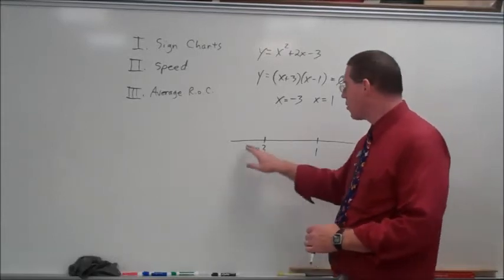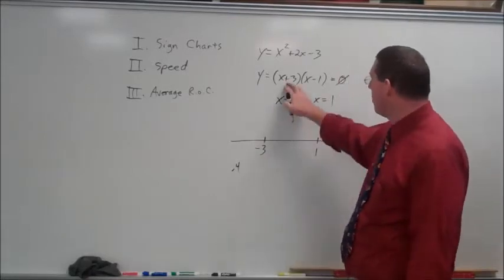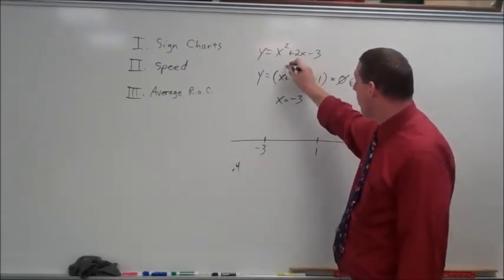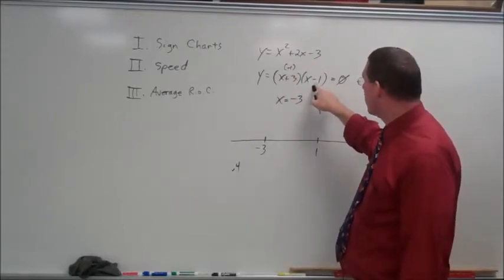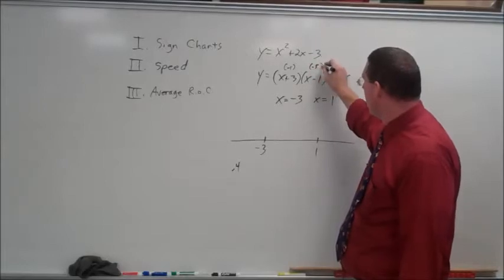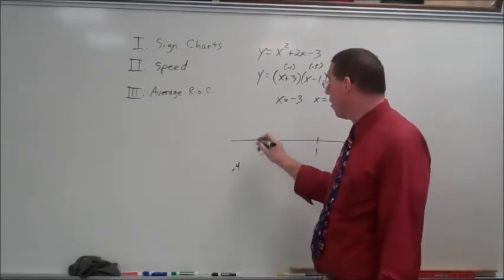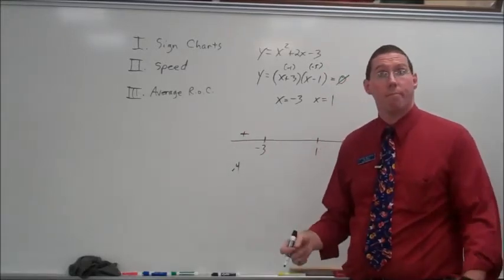Test values. Numbers that are within these intervals that I can plug in to y and find out whether it's positive or negative. So here I'm going to test negative 4. If I plug it into the factored form, negative 4 plus 3 is negative 1. And then negative 4 minus 1 is negative 5. And negative 1 times negative 5 is positive 5. So we know that all the values on this interval are positive. So we're going to put a plus there.